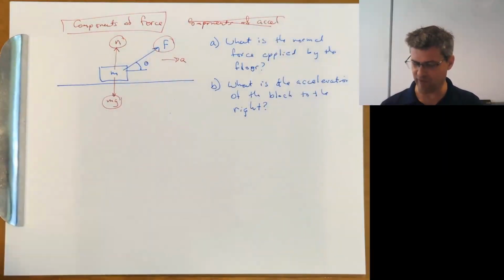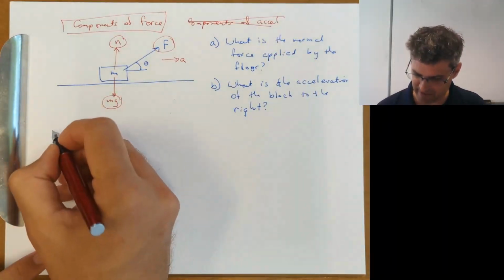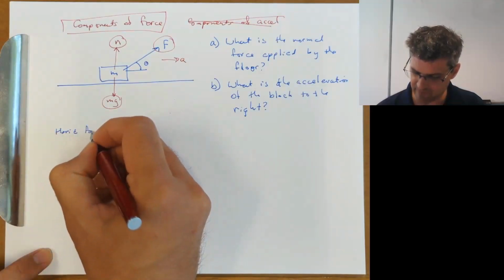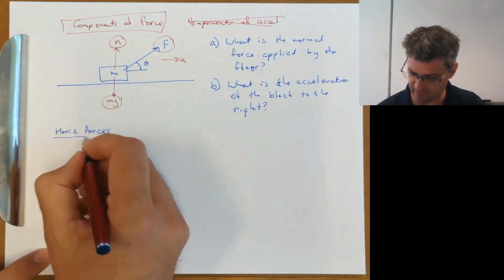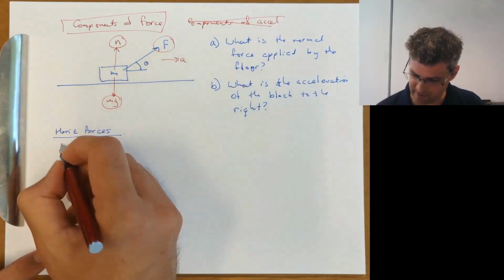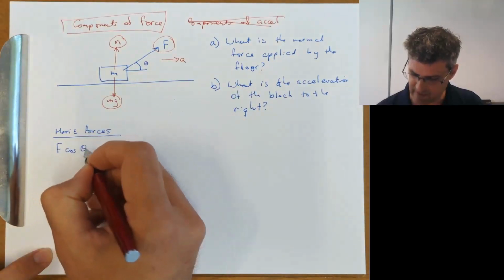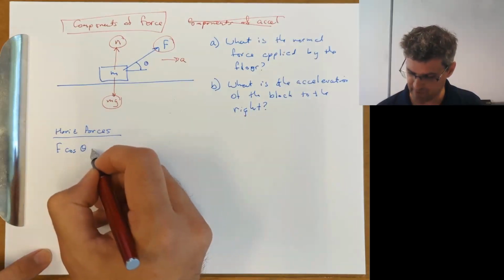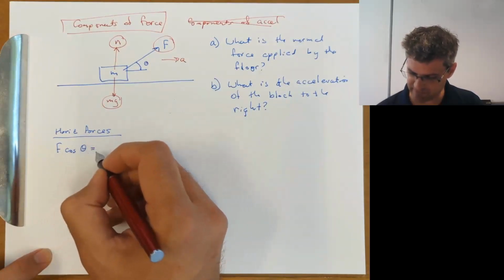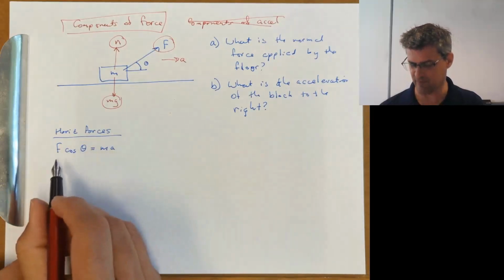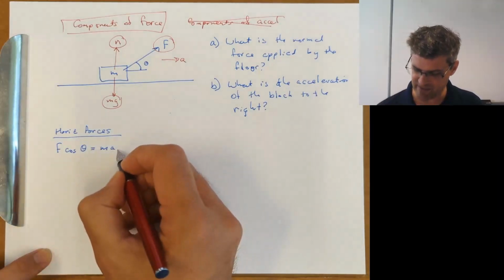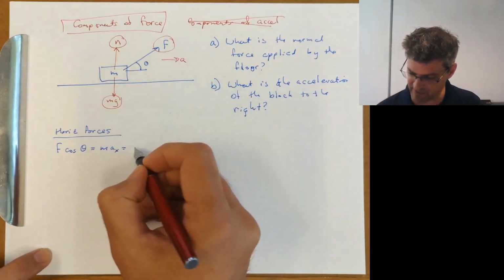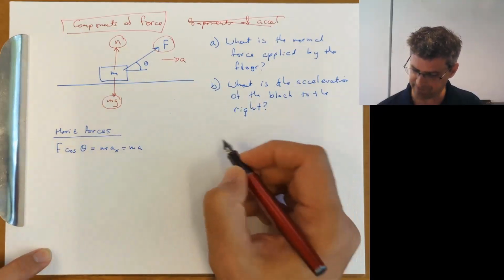Now looking at this, what forces do I have to the right and to the left? The force to the right is F cosine theta. Do I have any other forces to the right? Nope. So because of that, force to the right has to equal mass times acceleration to the right. And we're told that all of the acceleration is in the x direction, so this is ma.